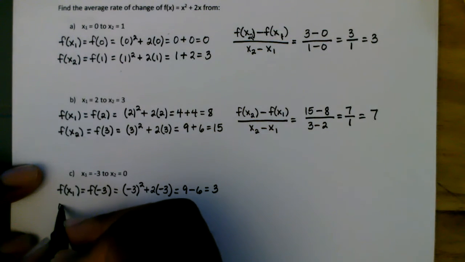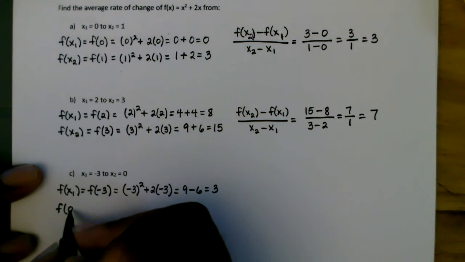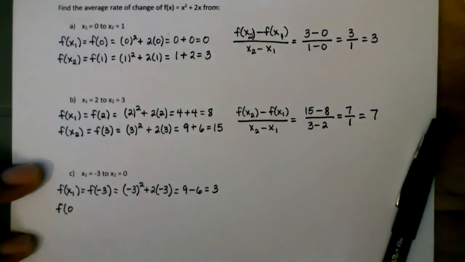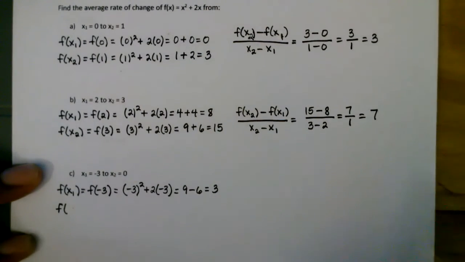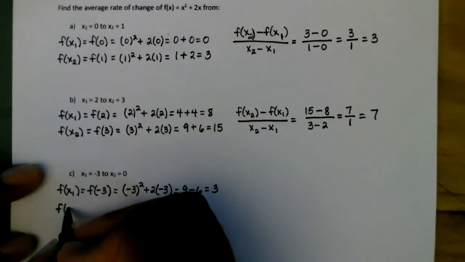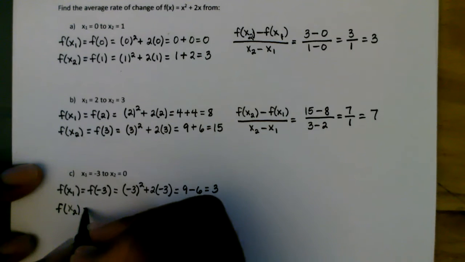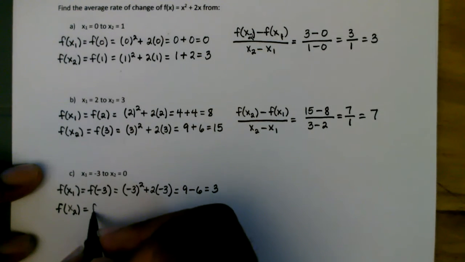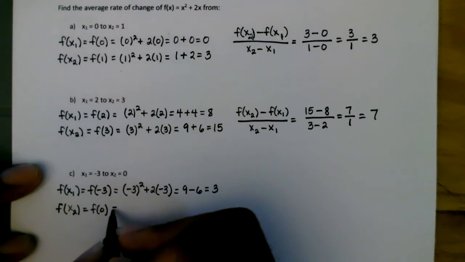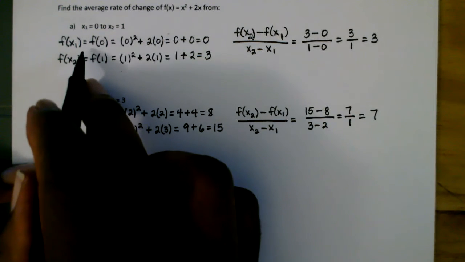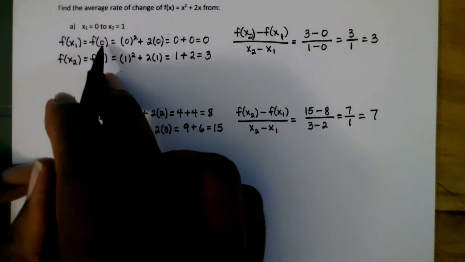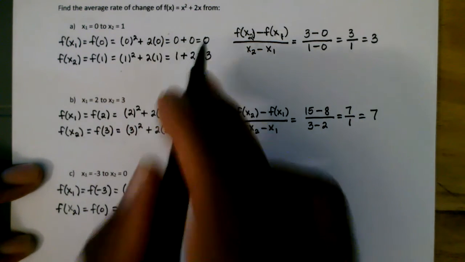And then for f of x2, and x2 is 0. So we evaluate f of 0. Now, I think we already did that up here, back in part A, what f of 0 is. That is 0.